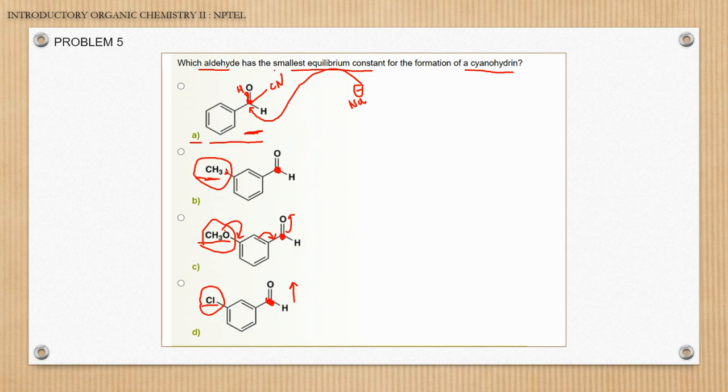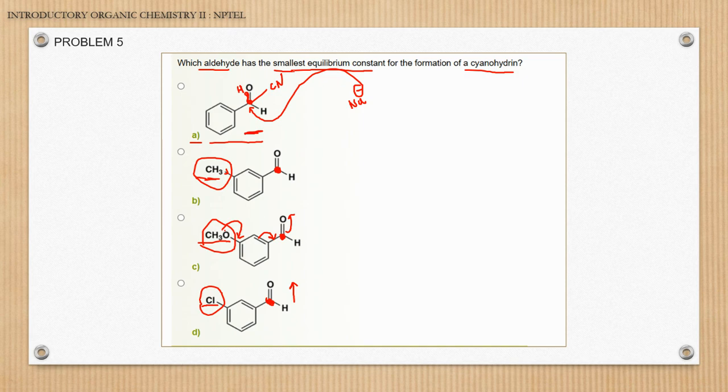Now they are asking the opposite. They are asking the smallest equilibrium constant. Smallest means the nucleophile will attack on that carbonyl carbon very less. So now which is the correct option for the smallest equilibrium constant? See, option D has the highest equilibrium constant for the nucleophile to attack. But which is having the smallest equilibrium constant? Can anyone tell me?